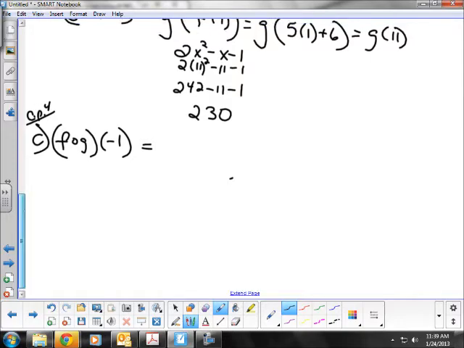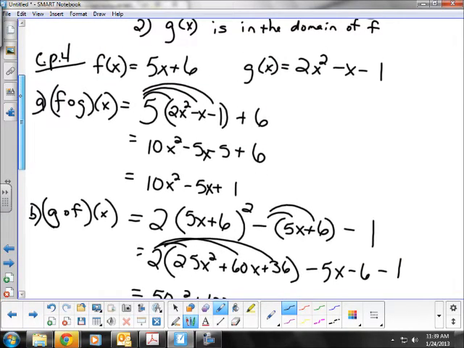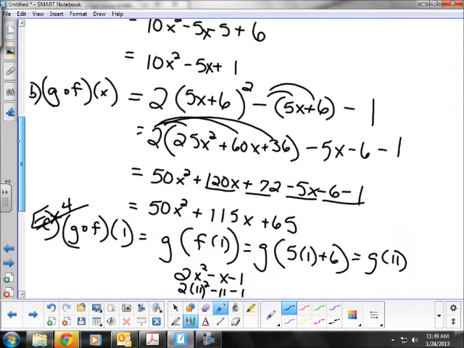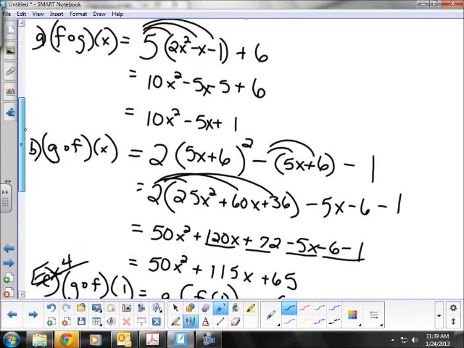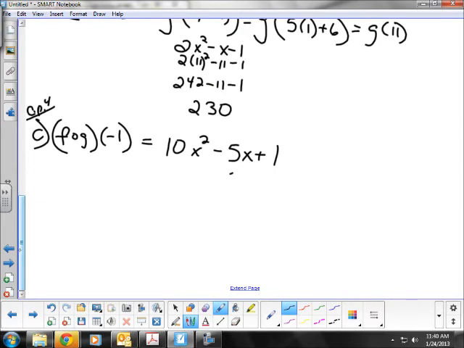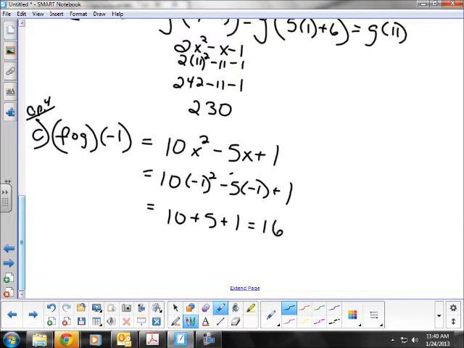All right. Yeah. So we're going to do the shortcut. F composed G is 10x squared minus 5x plus 1. And then, since that's the F composed G function, I can just take that negative 1 and put it in for x. So I've got 10 plus 5 plus 1, which is 16.